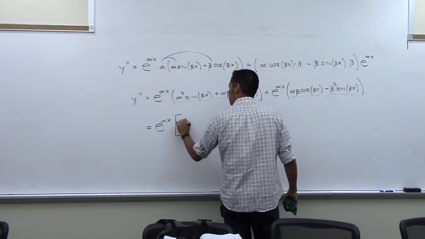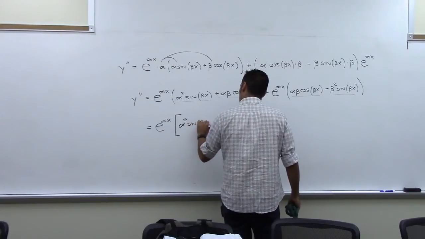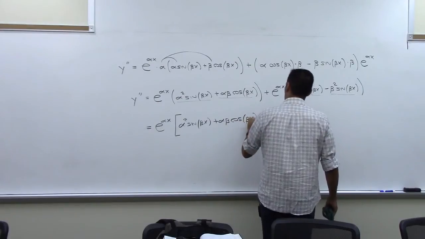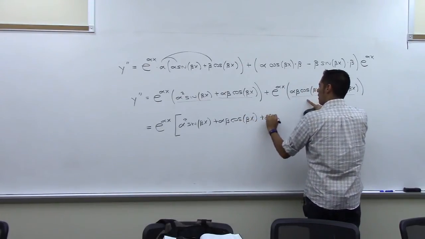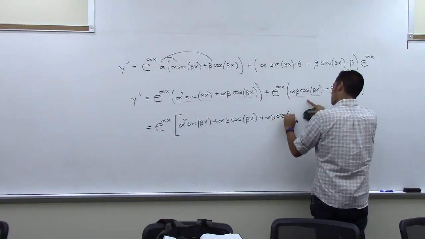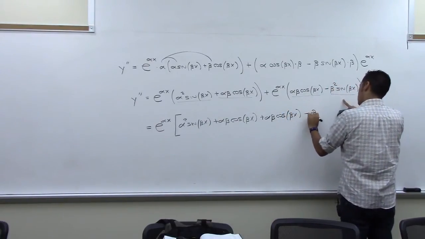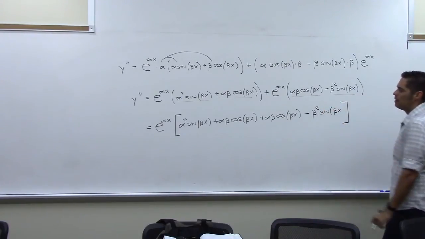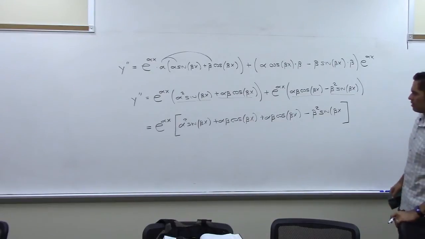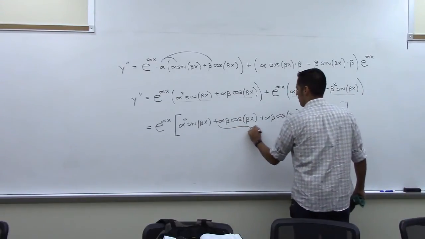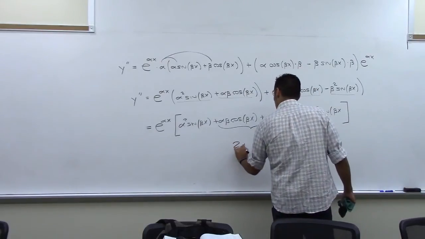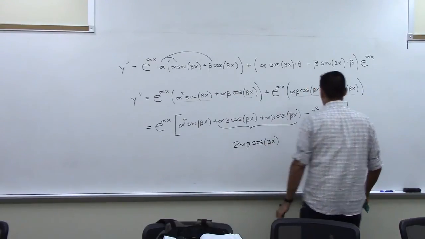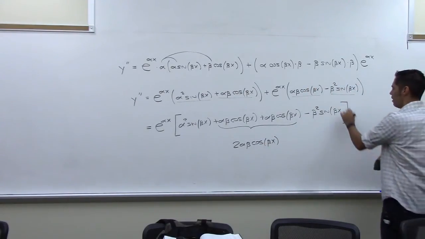I can put it all together. So I'll have alpha squared sine beta x plus alpha beta cosine beta x. And then over here I have another alpha beta cosine beta x. And then over here I have a minus beta squared sine beta x. And I have some like terms here. These are the same. So that becomes 2 alpha beta cosine beta x. And notice, oh, I forgot my parenthesis here.